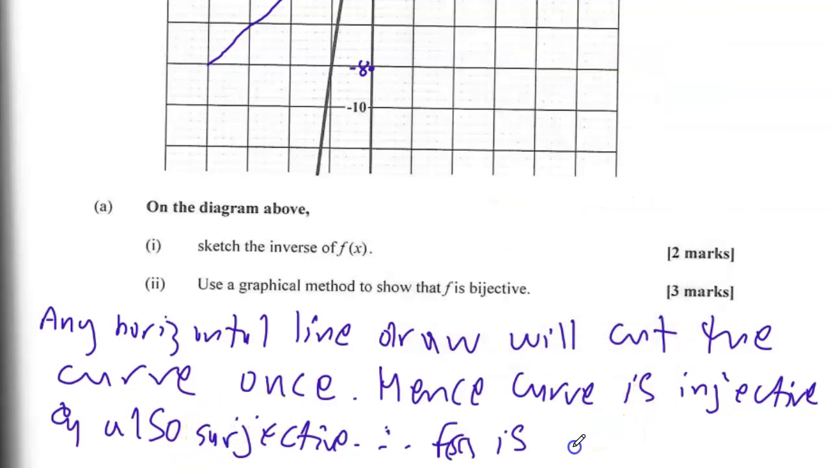Hence f of x is bijective because it's both injective and surjective. Injective because it's one-to-one: it will cut the graph only one time. It's surjective because it will always cut the graph, regardless of where you draw the horizontal line. And of course, the function will be bijective since it's both injective and surjective.